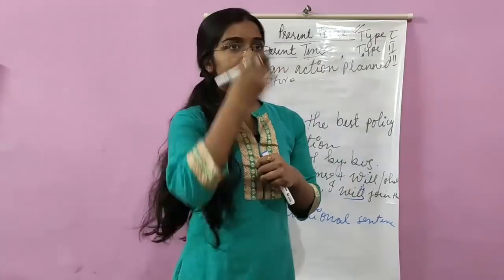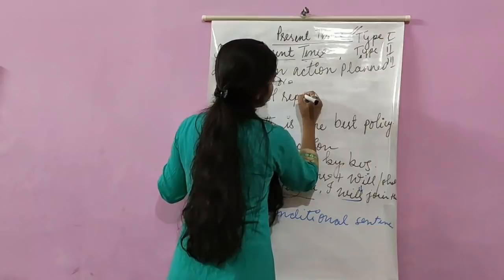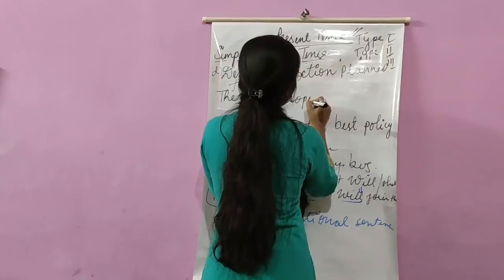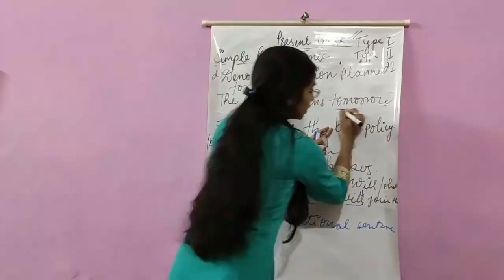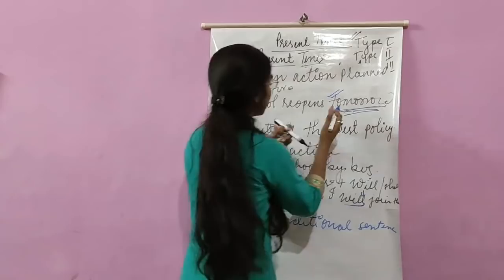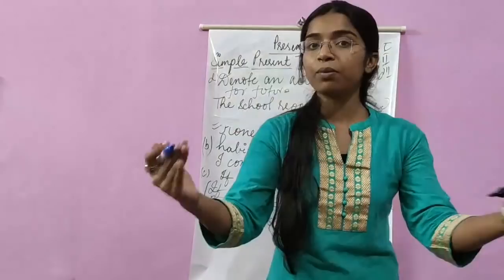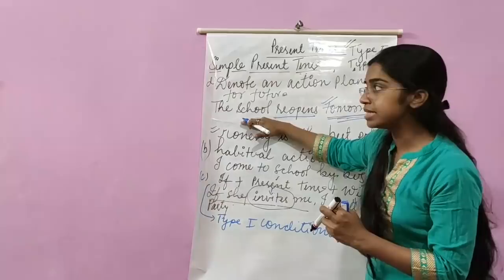Example, if I say, the school reopens tomorrow. If I say this, that the school reopens tomorrow, although the action is tomorrow, you can say that, miss, if it is tomorrow, why can't we write it in future tense? But when I say it reopens tomorrow, I'm pretty sure about it. It is completely planned that no matter what, this is going to happen. Okay? So that is why these type of actions which are planned for the future are always written in simple present tense. So we have seen four uses.